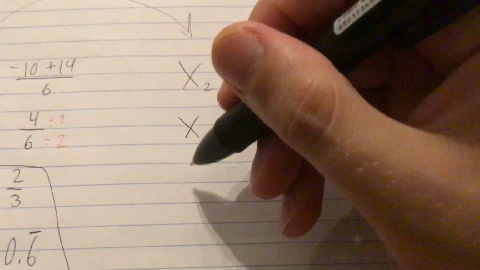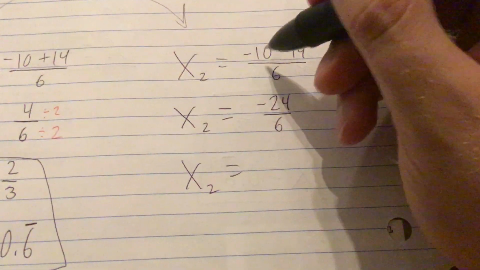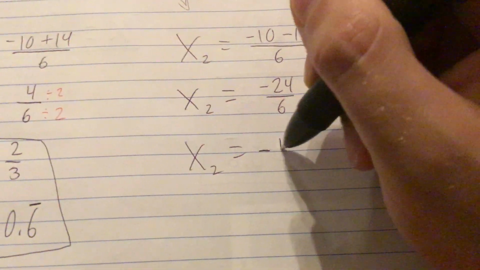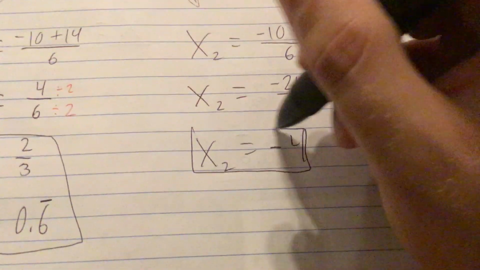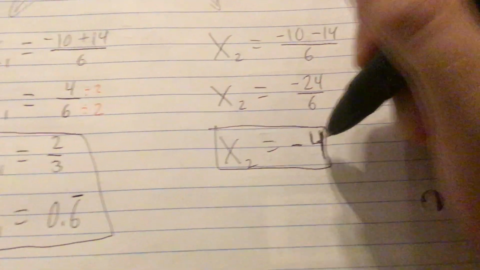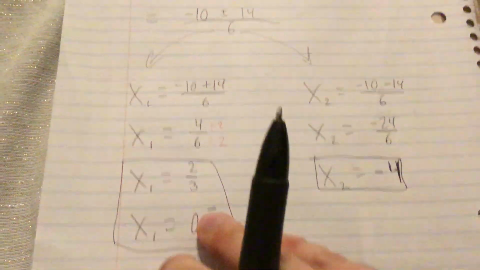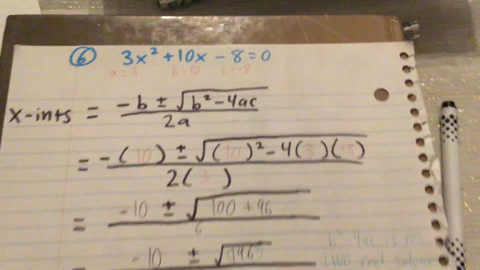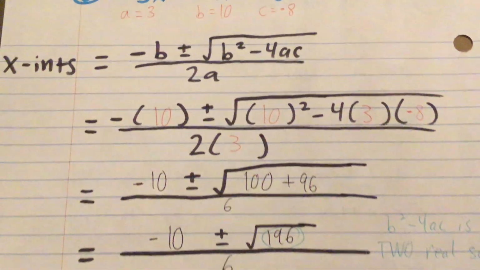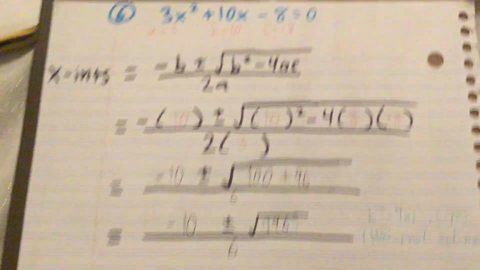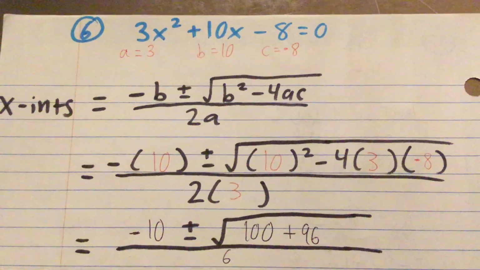Okay, the other one is x2 is equal to negative 10 minus 14 over 6. That'd be negative 24 over 6, or negative 4. And I'm going to check, did we get the same results that we did using the factoring method? Negative 4 or 2/3? Love it. We got it. So just to show you that this was the quadratic formula way of solving 3x squared plus 10x minus 8 is equal to 0.